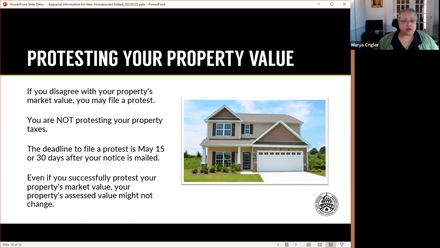Even if you successfully protest the market value, your assessed value might not change. Market value can go up just depending upon what is going on in the market, but the assessed value is last year's assessed value plus 10%, or the current market value, whichever is lower. So if the market value is going up substantially, even if you reduce your market value, it may not go below your assessed value. So you're not changing your assessed value. And again, you don't protest your assessed value. That's just a calculation based on last year's assessed value. What you protest to the appraisal district is the market value that we appraised your property at for the current year.